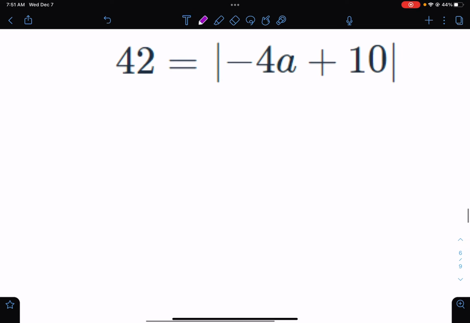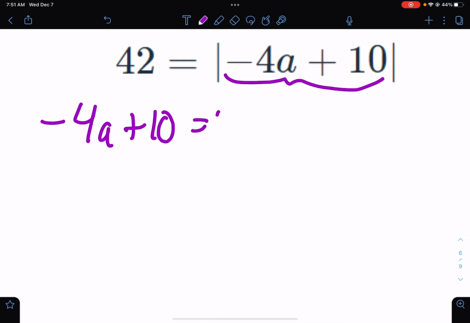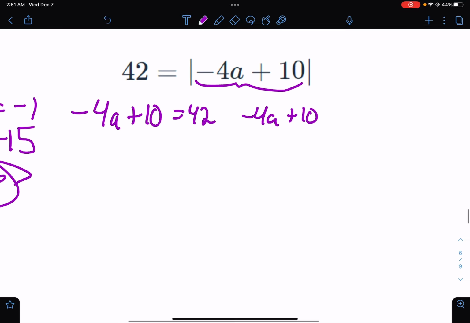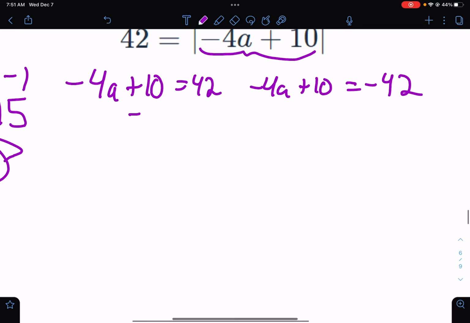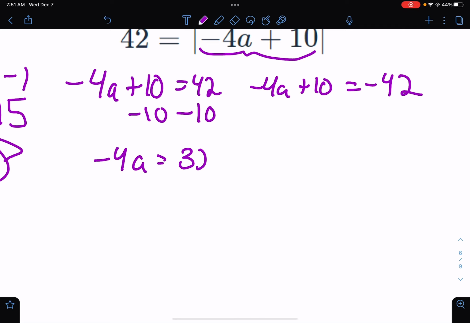Next one, same deal. What's on the inside can either equal a positive 42 or a negative 42. So we're going to say minus 4a plus 10 equals 42. Minus 4a plus 10 equals negative 42. So we'll subtract 10. We get negative 4a equals 32. Divided by negative 4, we get negative 8.